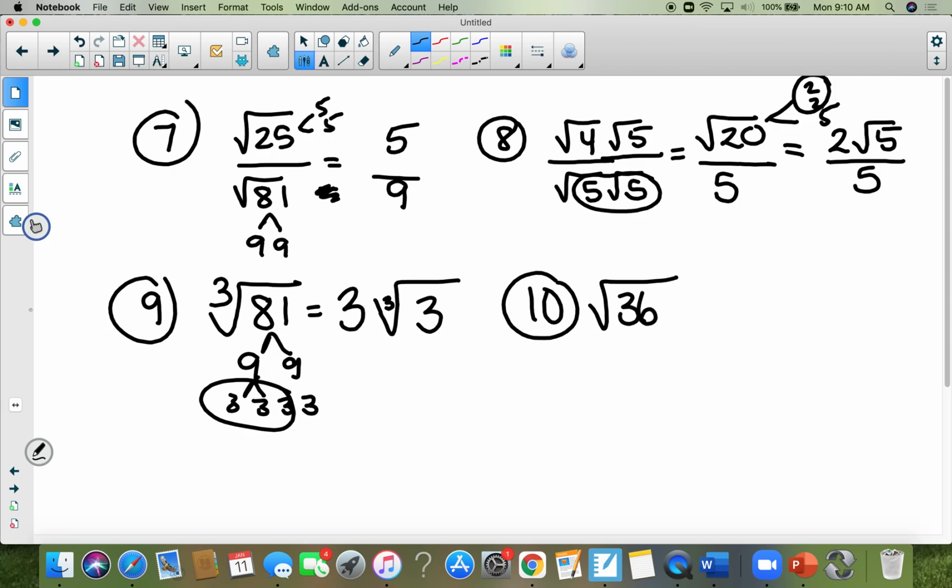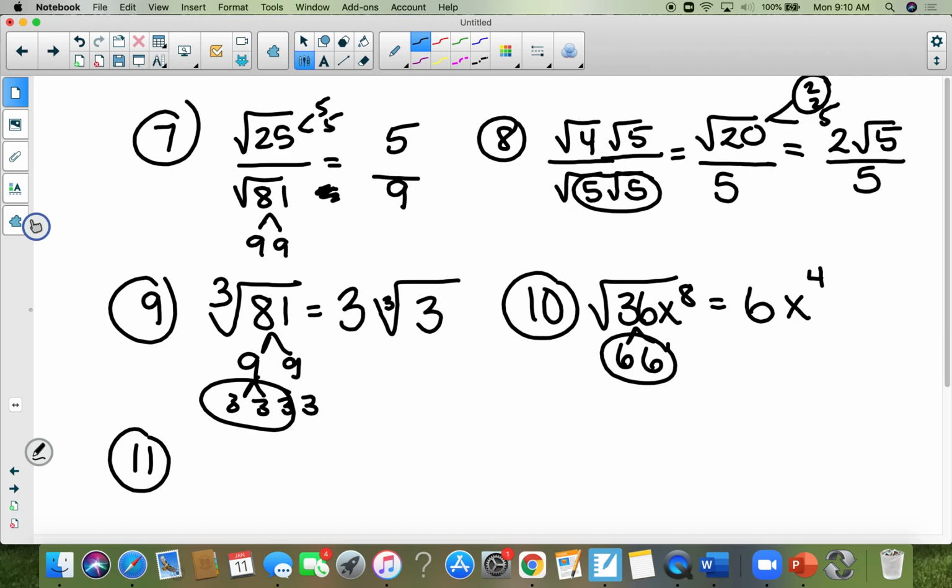Okay, number 10, I'm going to go fast here. This is 36x to the 8th. 36 is made up of 6 and 6. I can take a 6 out, and I can take 4 groups out of 8 x's because for every 2, I can take one out. So number 10 is going to be 6x to the 4th.